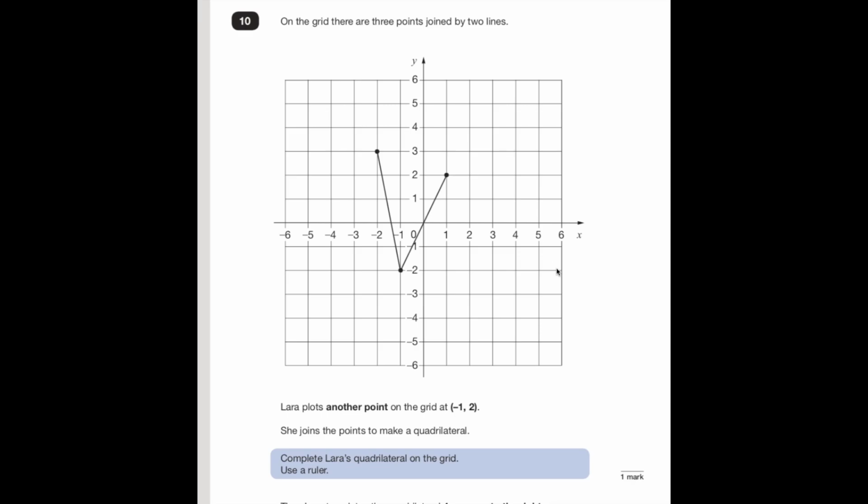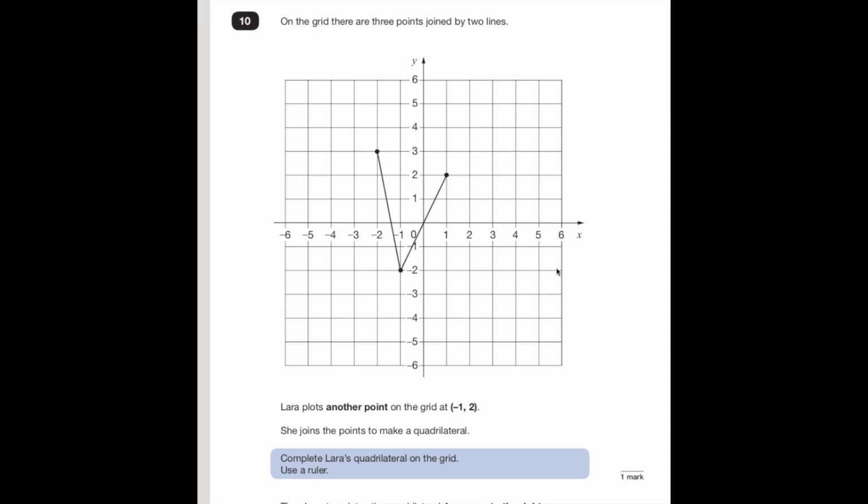Lara plots another point on the grid at -1, 2. She joins the points to make a quadrilateral. Complete Lara's quadrilateral. It says use a ruler, and as always, I would definitely recommend you do that, but because I'm on the computer, I can't do that, so I will do my best to make it look as neat as possible.